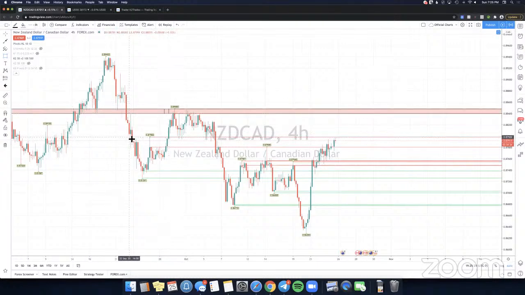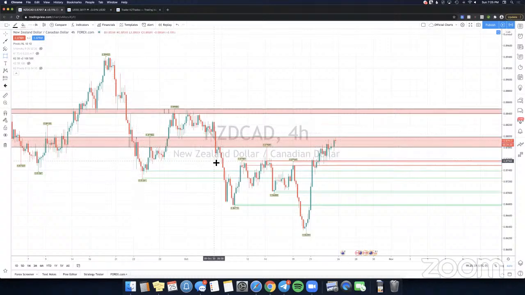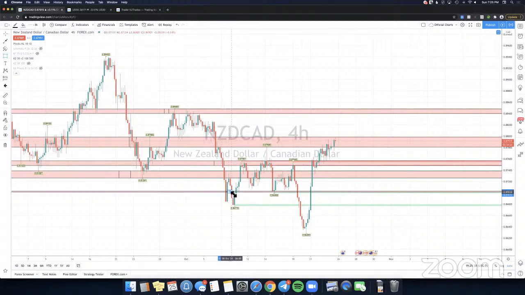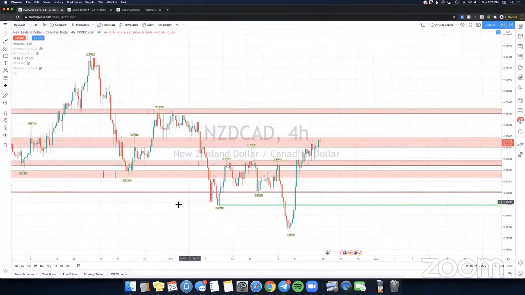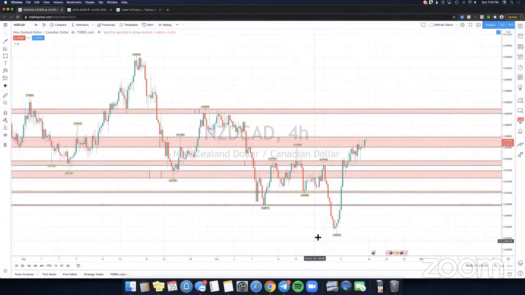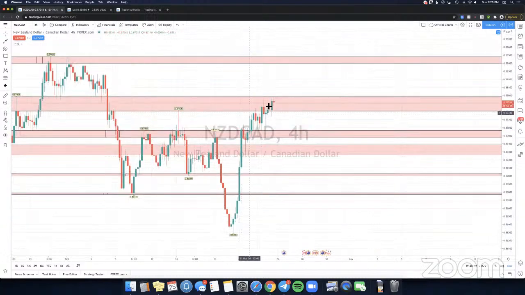Another one right here. Another one down here. This one right here. A small one right here. And the lower one right here. So we have all those zones lined up. I'm going to hide the K2SR indicator. Price is within this current zone right here.